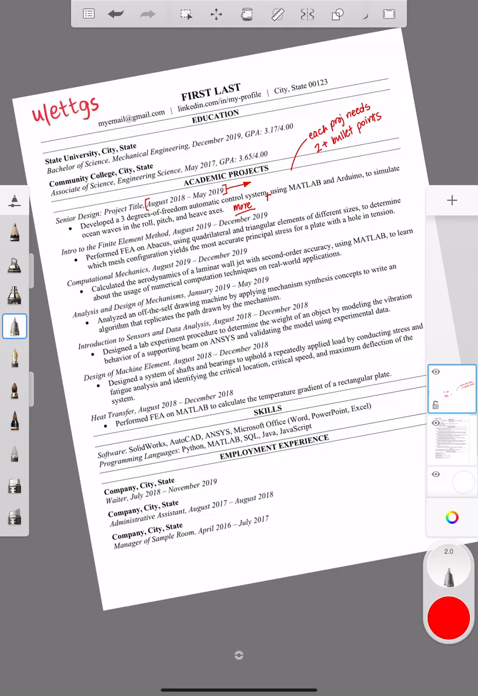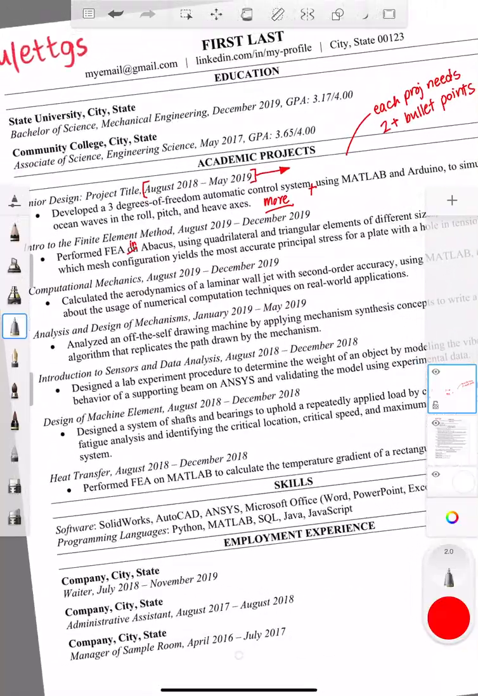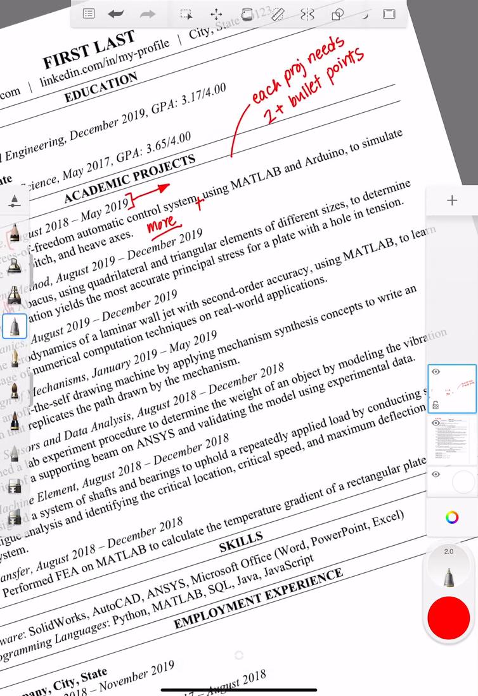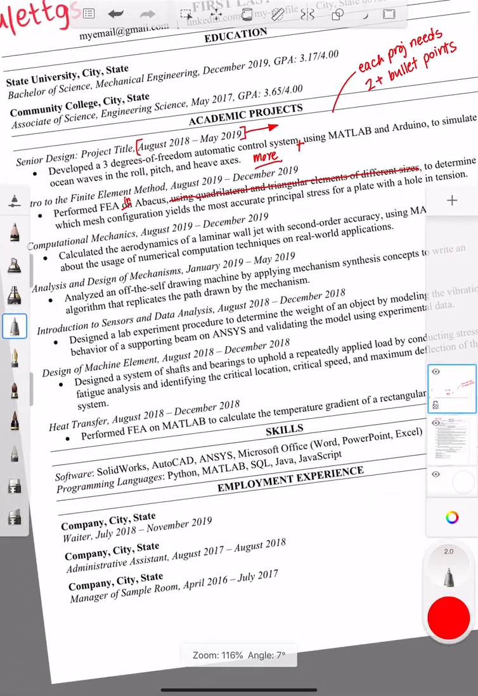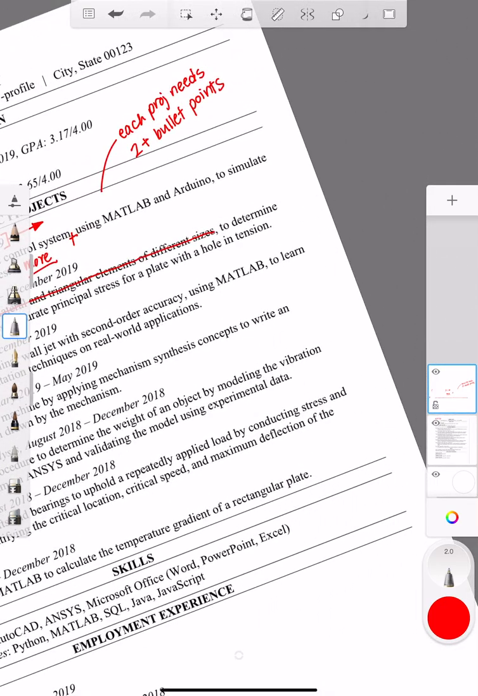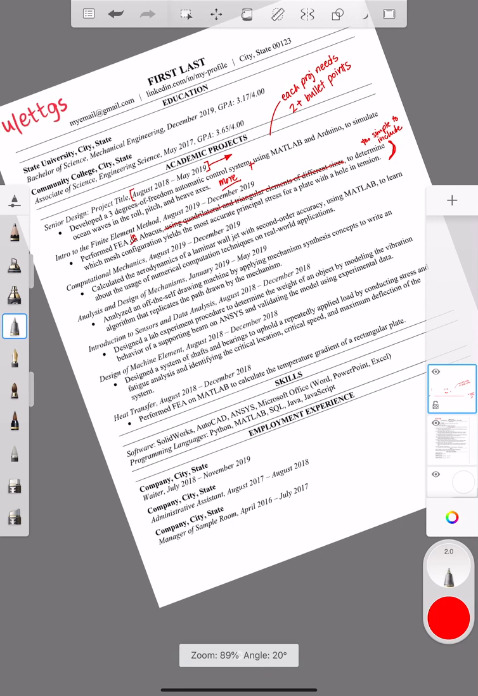Okay, performed FEA in Abaqus, using quadrilateral and triangular elements of different sizes. Oof. That is a big oof. If you have ever done finite element analysis, you'll know why that's a big oof. To determine which mesh configuration yields the most, restful. This is a super simple project. Are you just listing your classes and everything? This is too simple to include. A student could probably do that in a couple of hours. A professional could do that much quicker.